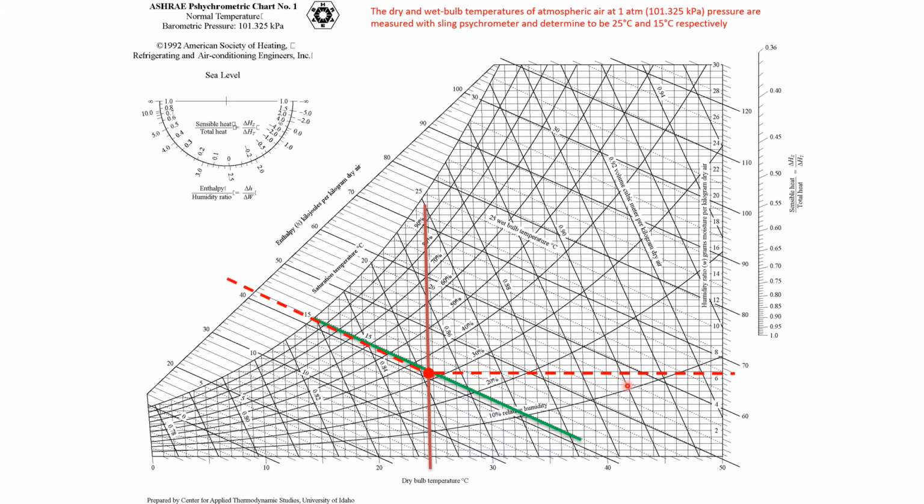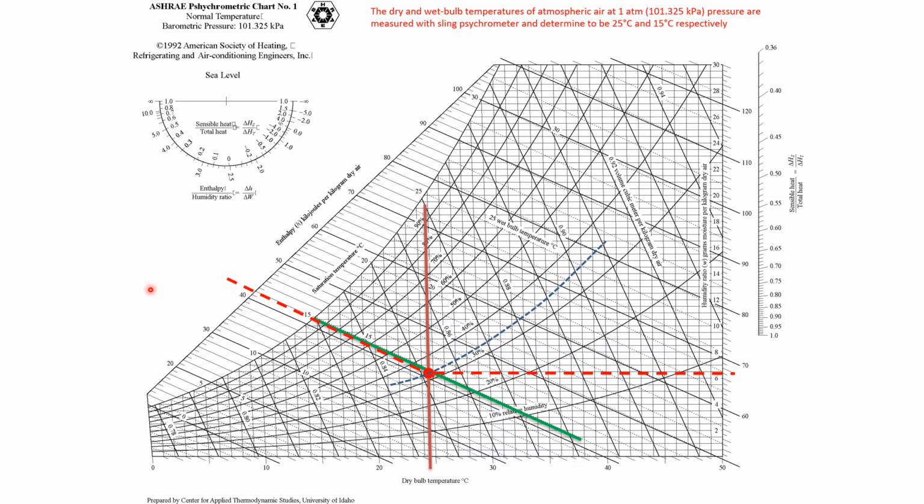So the next point that we want to find is your enthalpy. For enthalpy, you draw a line which is parallel to these lines and it intersects at this point here. Based on the scale given, you can then find the enthalpy that you want.